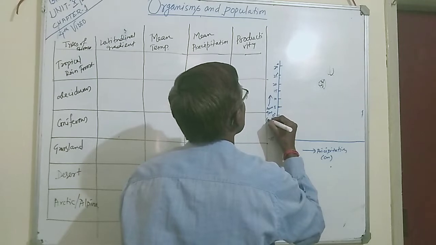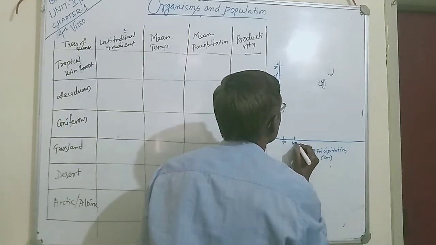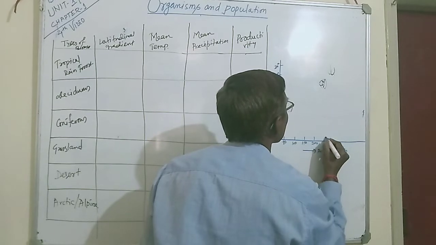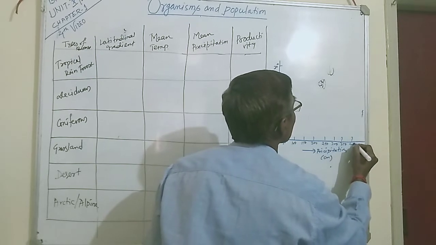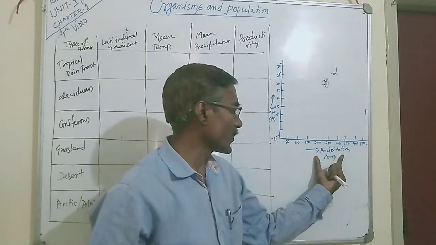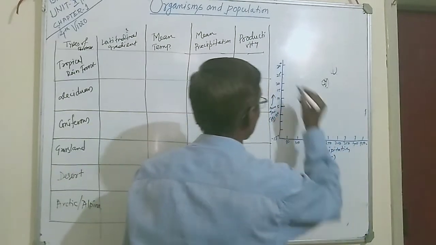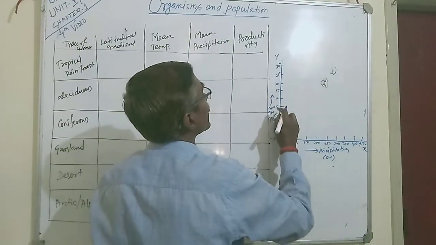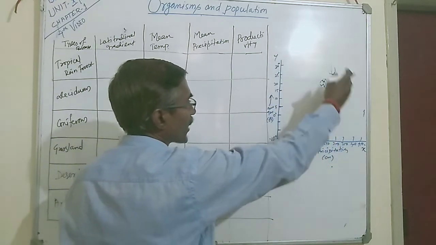The temperature is 0 degree centigrade. Then 100, 150, 200, 250, 300, 350, 400, 450. So annual rainfall, the average or mean annual precipitation, is indicated on the x-axis. The y-axis indicates the mean temperature, and this is precipitation. So this variation generates the different types of biomes.